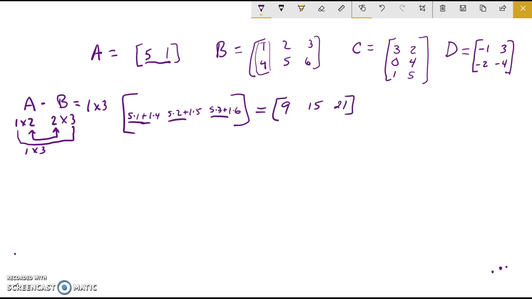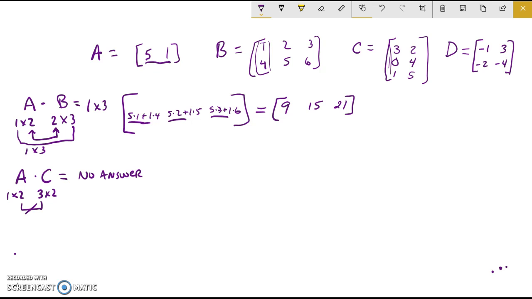So let's try another one. Can we multiply A times C? A is a 1 by 2. C is a 3 by 2. Do these match? They do not. So no, we cannot do this. No answer. I take these two numbers and I turn them sideways to match this column here. And two numbers versus three numbers, it doesn't match, so we can't do that.